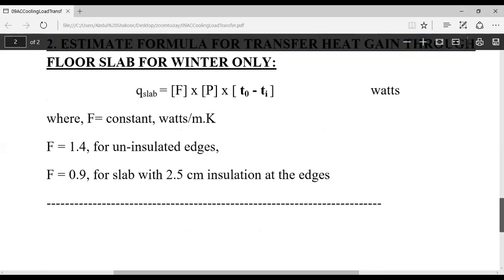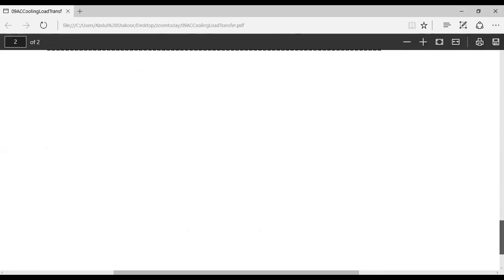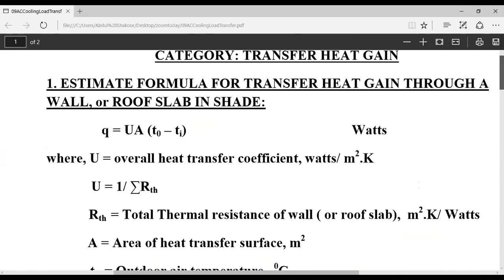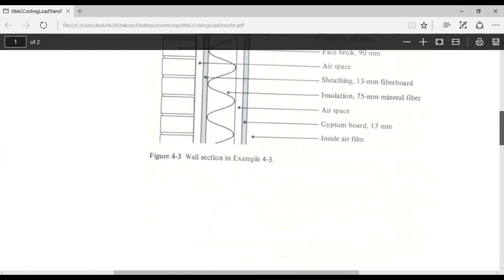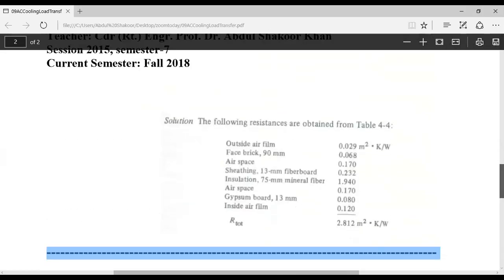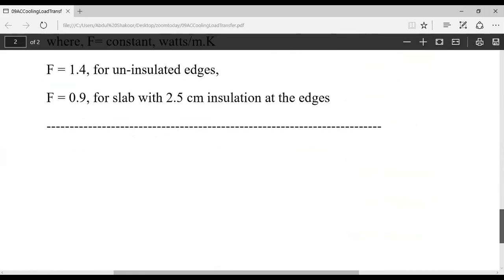In summer, you don't try to calculate it, there is no need, because the temperature of the ground under the floor is the same as the temperature of the floor inside. So there is no heat transfer in our climate. In cold climates, it is done.